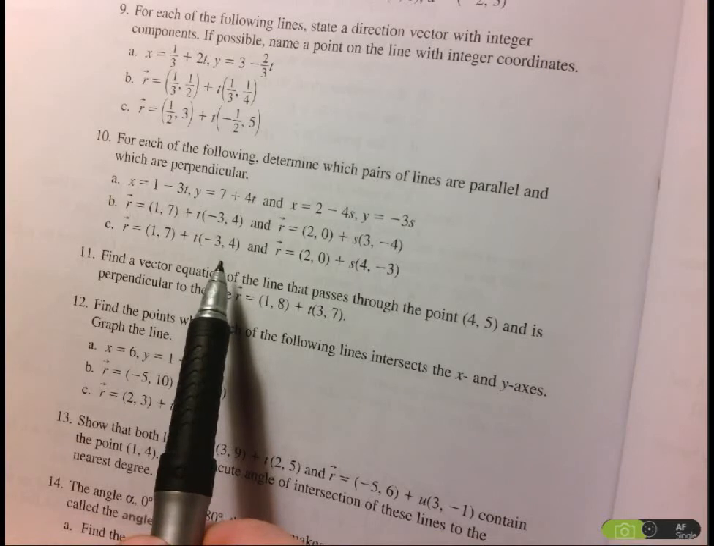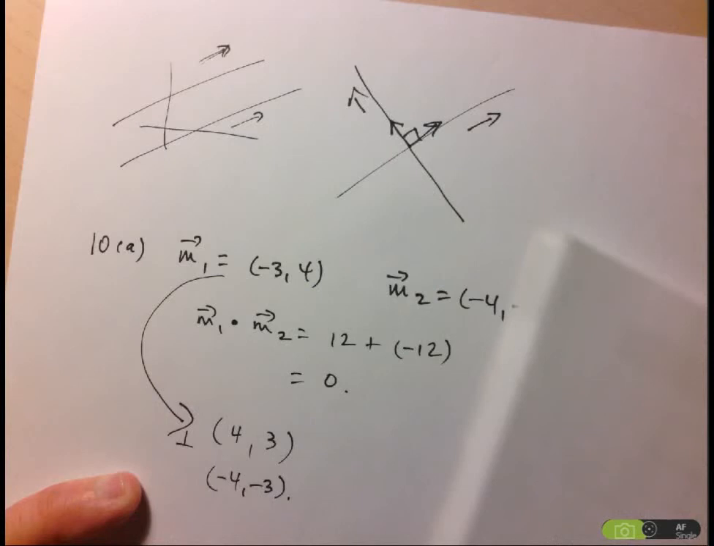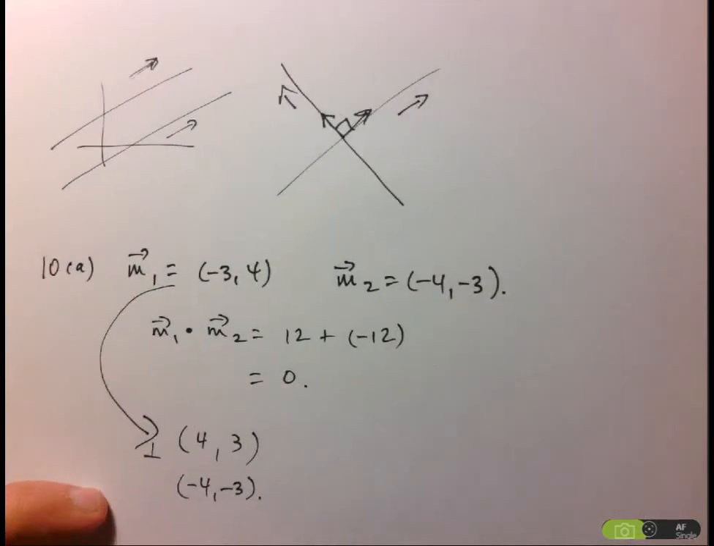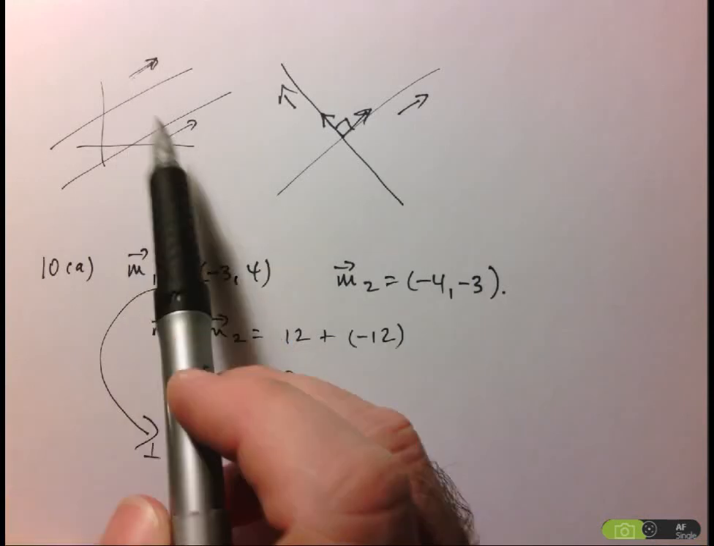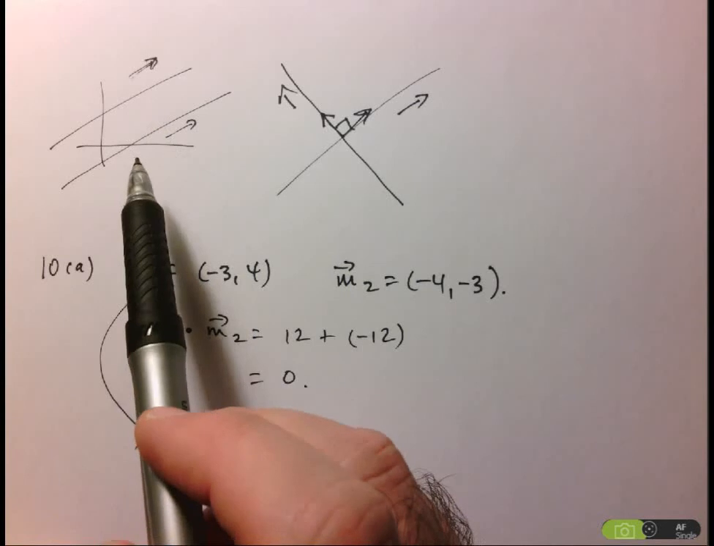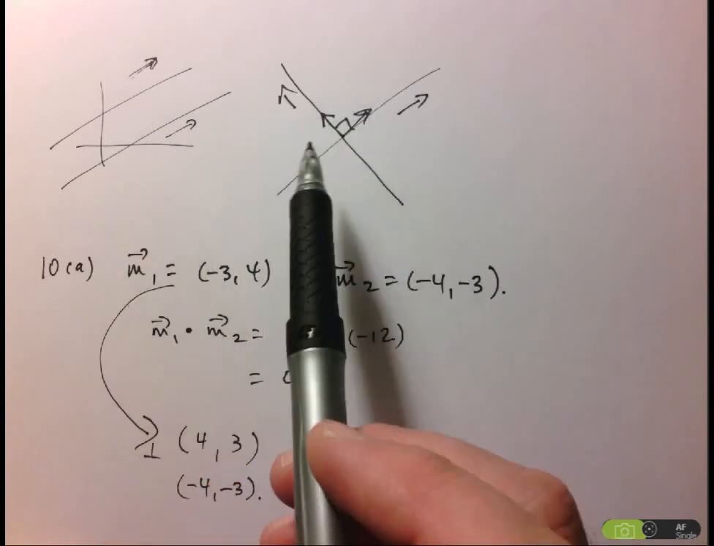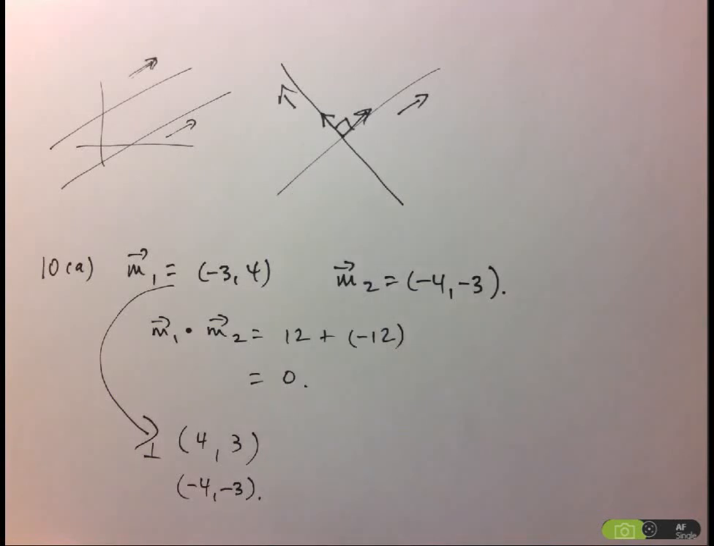Again, when you're trying to determine parallel and perpendicular with lines, the only thing you need to look at is their individual direction vectors. If they're scalar multiples of each other, it means that the lines are parallel, and if the dot product of the direction vectors is equal to 0, it means they're perpendicular. Okay, that's it.